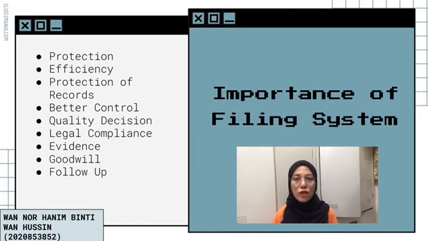Goodwill. A good filing system enables the office staff to handle correspondence correctly and quickly. This creates and increases the goodwill of the business organization in the business world. And the last one is follow-up. Filing facilitates the management in securing orders from the customers and collecting dues from them also.